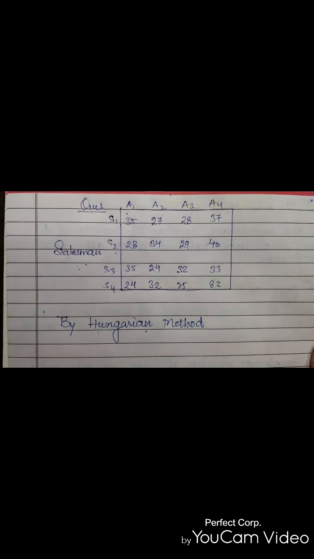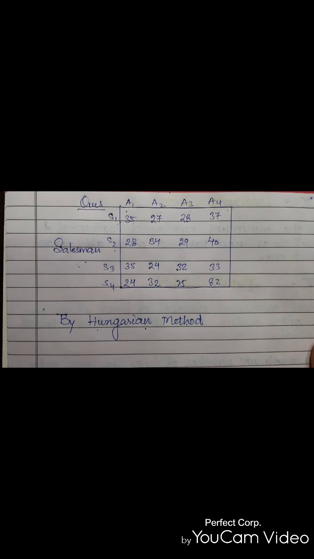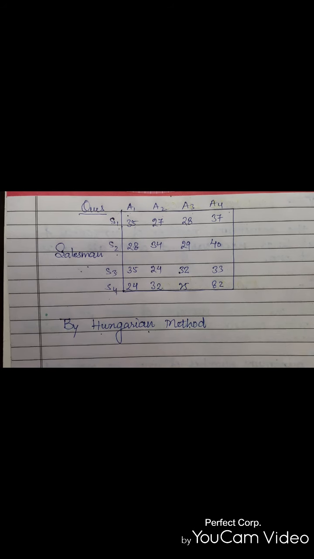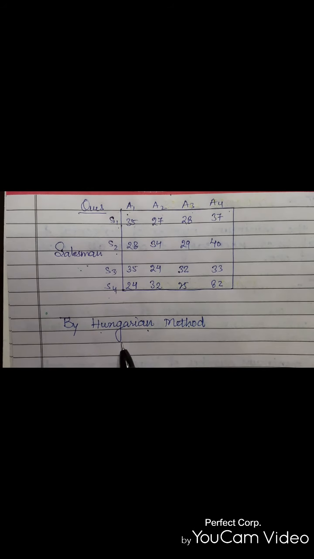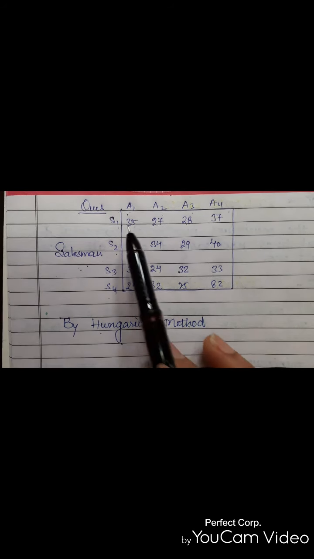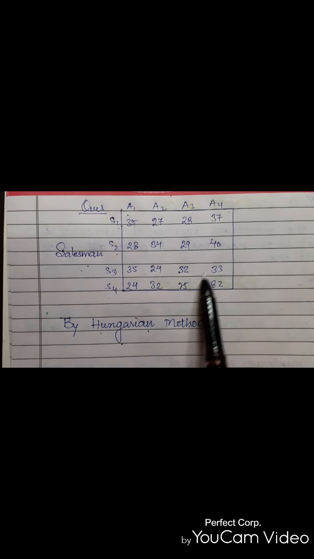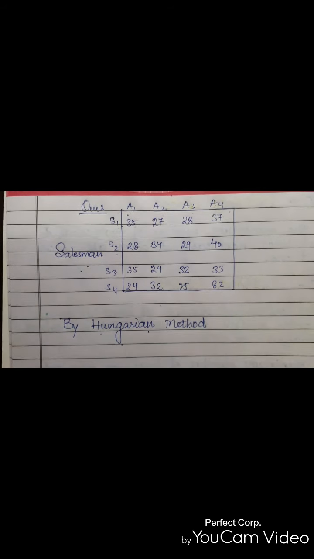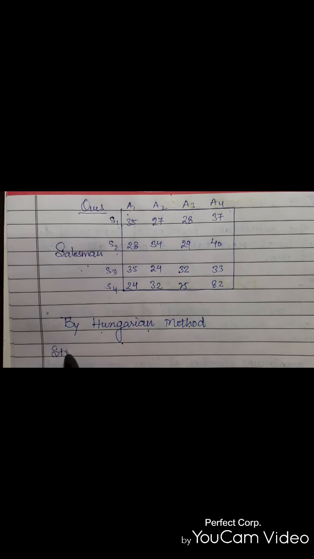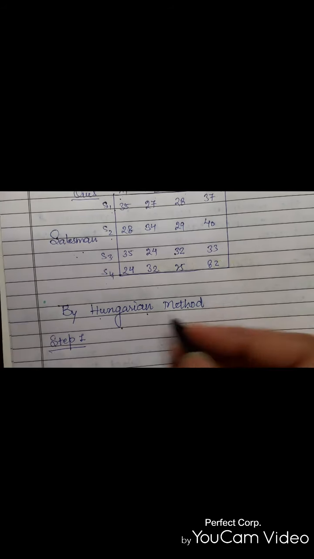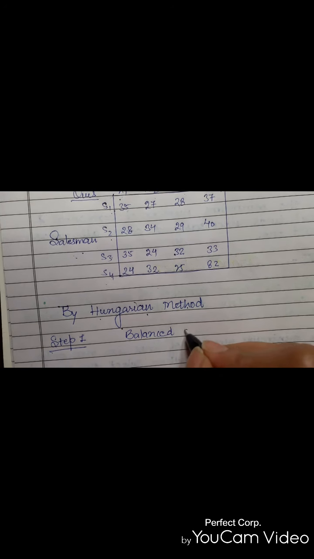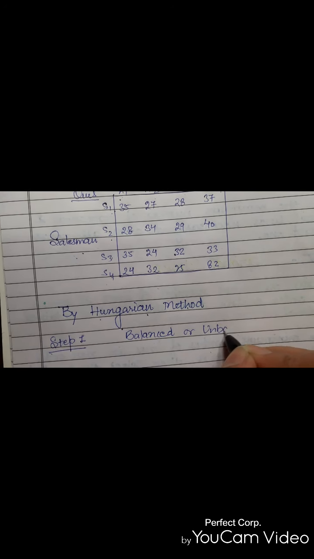As I've already explained you the Hungarian method, all the steps of Hungarian method, we will apply all those steps now one by one. In the first step, what we have to do is to check whether this assignment problem is balanced or unbalanced. So let's start checking it. Step first. What is the step first? Balanced or unbalanced. आपको क्या चेक करना है कि ये balanced है या unbalanced है. Let's start checking.